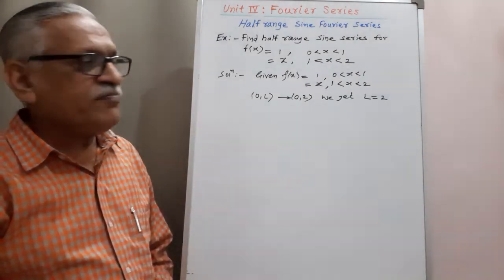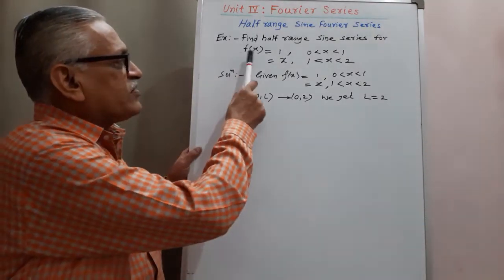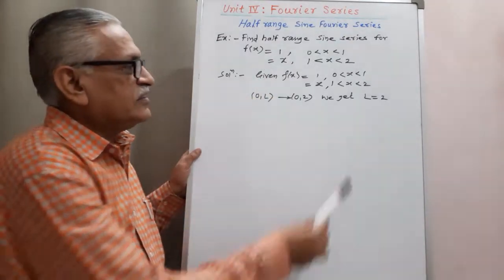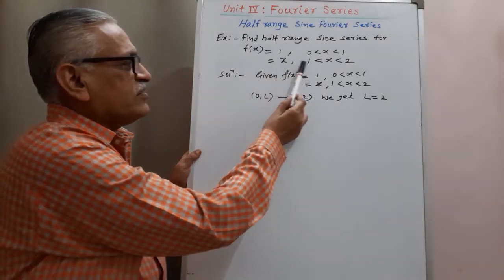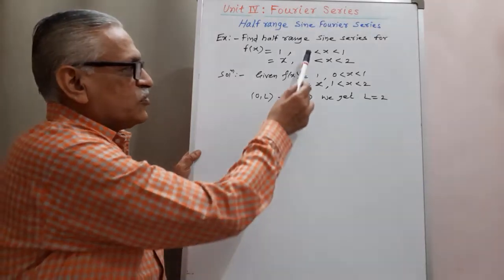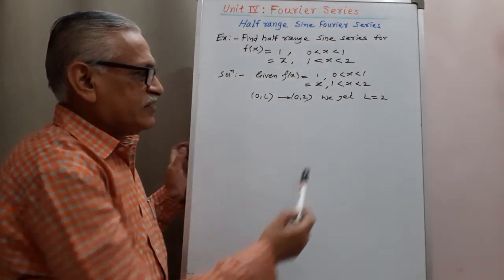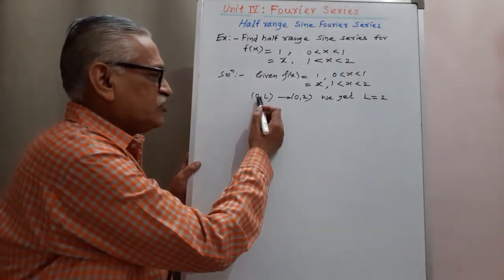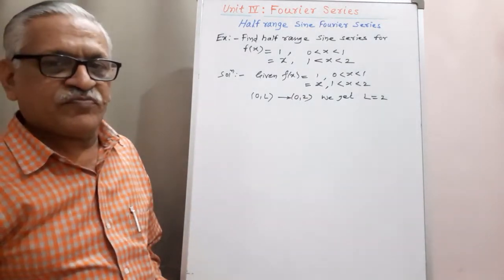Let us solve the problem. Find the half range sine series for the function f(x) equals 1 for the range 0 < x < 1, and x for the range 1 < x < 2. Therefore, the total range is 0 to 2, of type 0 to L. Comparing 0 to L with 0 to 2, we get the value of L as 2.